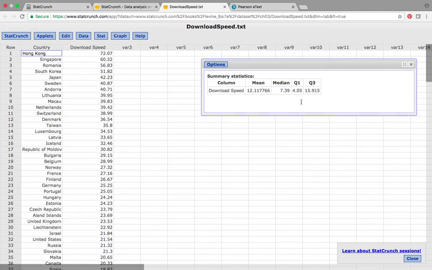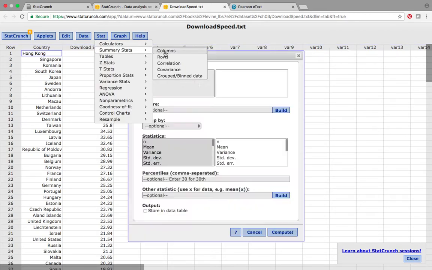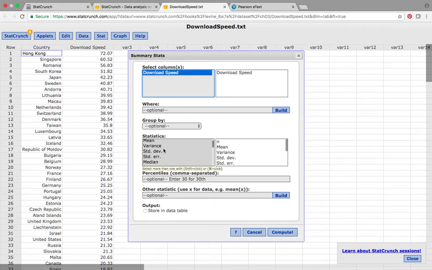When I look at Q1, I see 4.05. What I think about on this measure is that approximately 25% of countries have download speeds less than 4.05. When I look at Q3, 15.92, I think approximately 75% of countries have download speeds less than 15.92. All right, I'm going to close that down. The next questions are to find the following stuff. So we need to find the range.